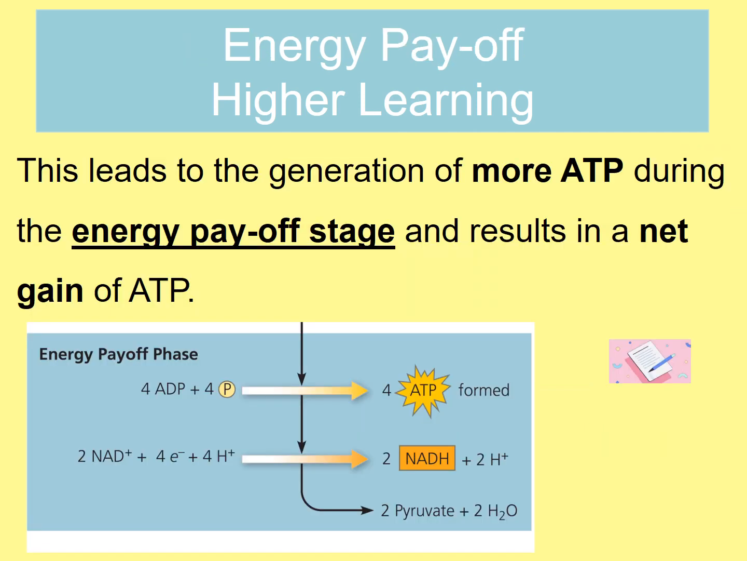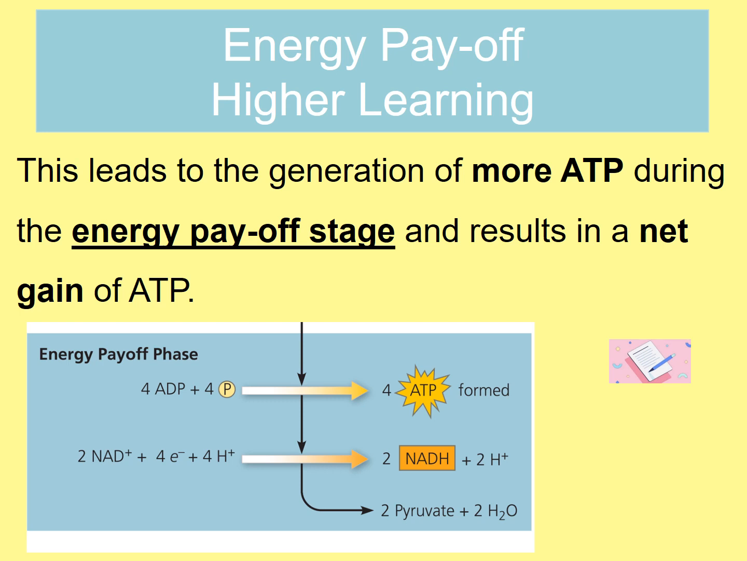In the second half of glycolysis, we see the energy payoff phase, where 4 ATP are produced per molecule of glucose. The generation of 4 ATP that occurs during the second half of the glycolysis pathway gives rise to a net gain of 2 ATP. So 2 are invested, 4 are paid off, so that's why we talk about a net gain of 2 ATP.